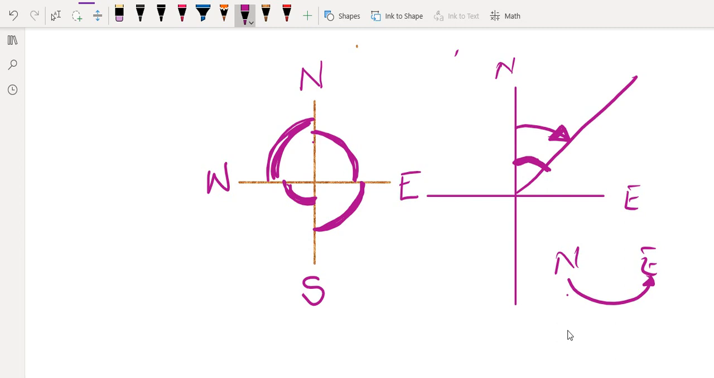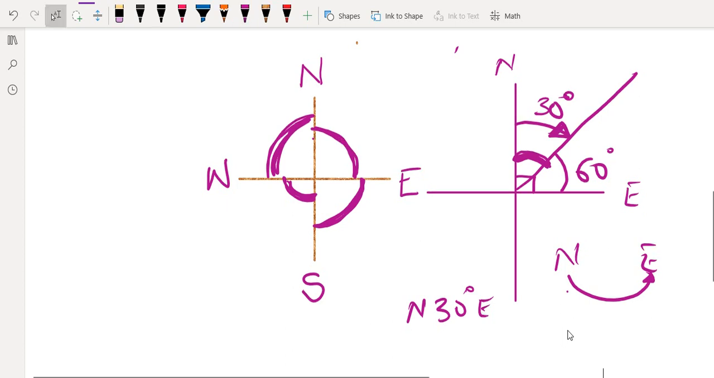That's the angle represented. So if I say north 30 degrees east, I mean turn 30 degrees from the north towards the east. How many degrees? 30 degrees. So if this is 30, I know this is a right angle, right? It means this must be what? 60. That must be 60 degrees. Okay? Yes, sir.